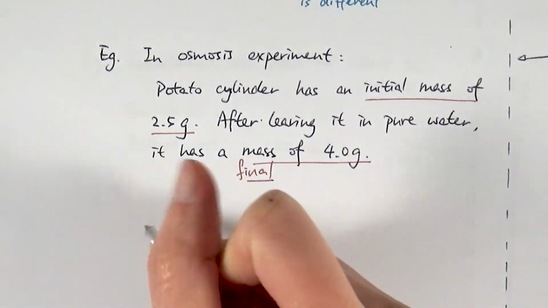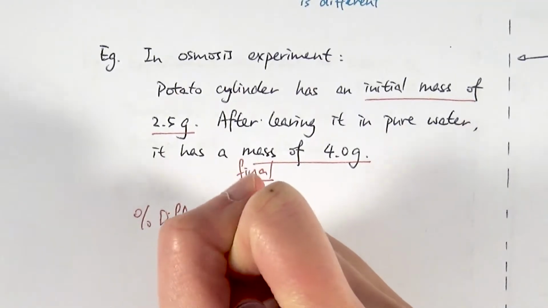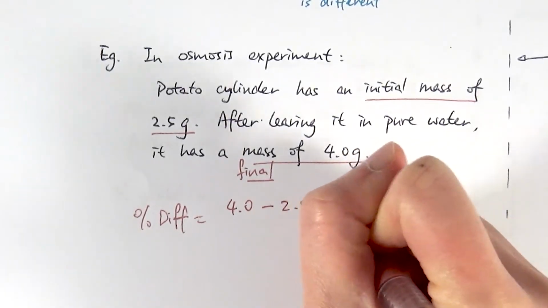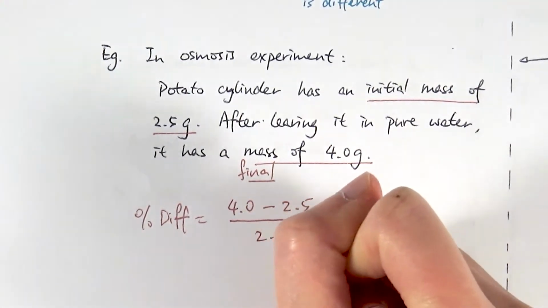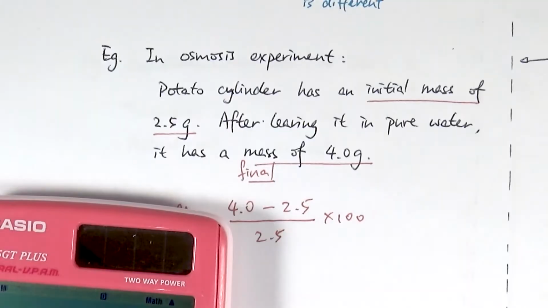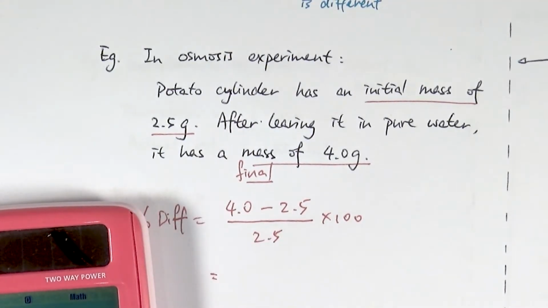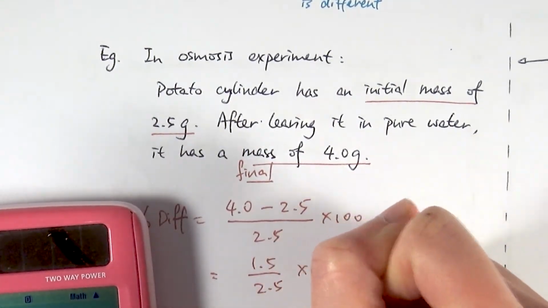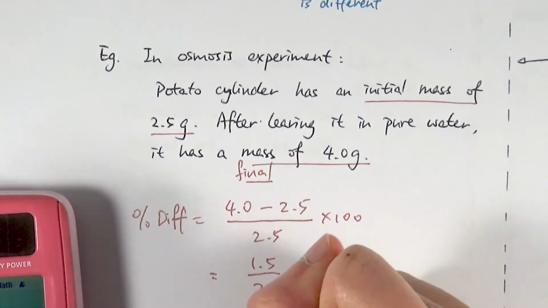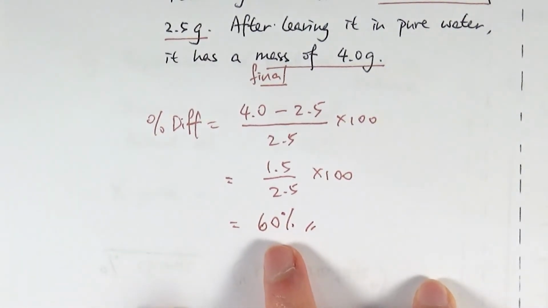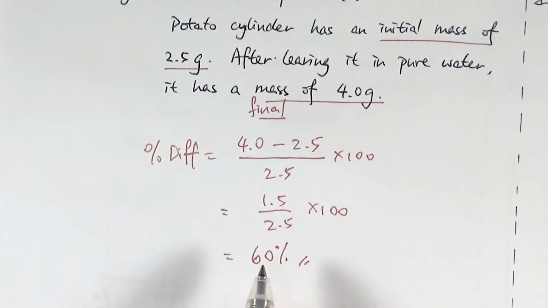That's the final mass. So therefore, my percentage difference would be the final mass, 4.0, minus my initial mass, 2.5 grams, divided by the initial, which is 2.5 grams. Then times it by 100 for the percentage difference. Then simply put the numbers in the calculator. 4 minus 2.5, again showing working, is 1.5, divided by 2.5 times 100, which is 60% difference. So from the end result here, I can see that it is 60%. It's a positive change. That means in this particular scenario, we know that the potato has gained 60% of its mass.